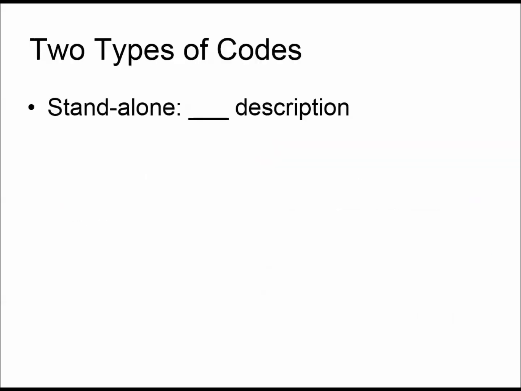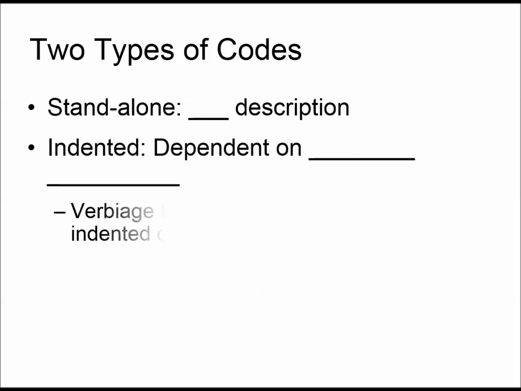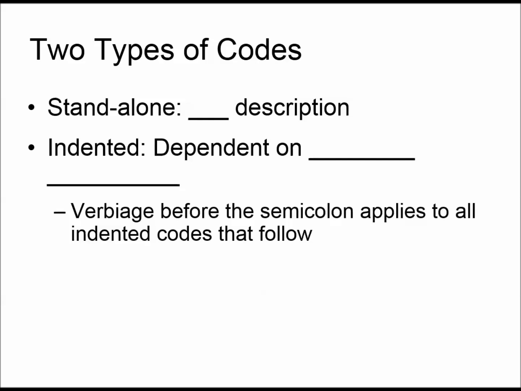There are two types of codes that you need to be aware of. There are your standalone codes, which have the full description of the procedure, whereas your indented codes are listed under the standalone codes. And it's understood that these descriptions for the indented codes include that portion of the standalone code description that precedes the semicolon.